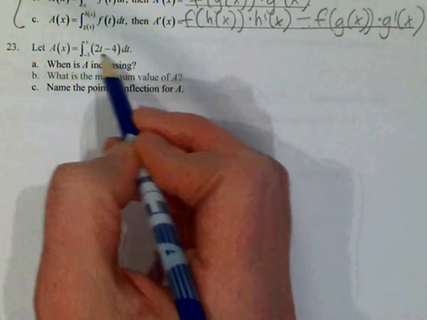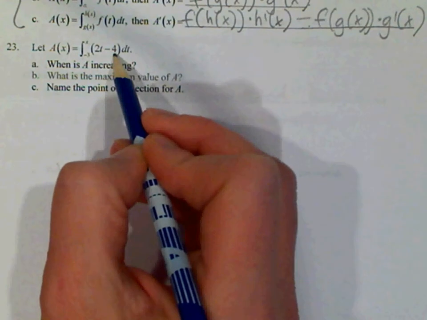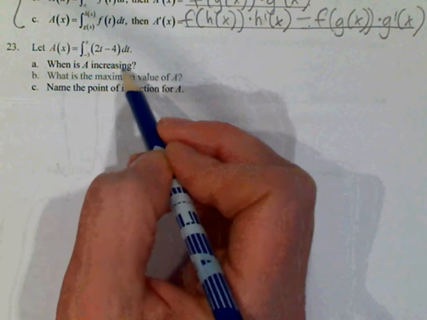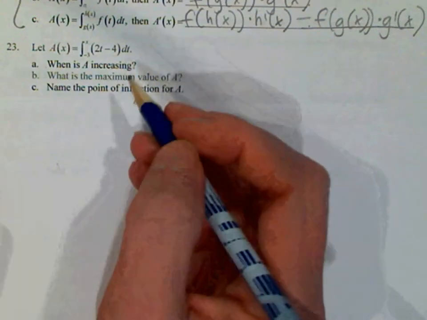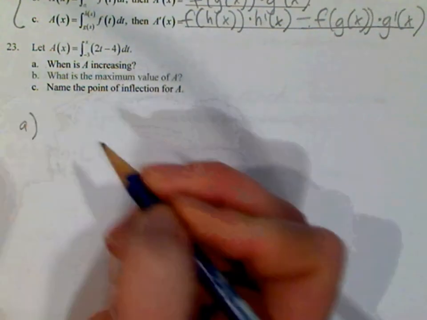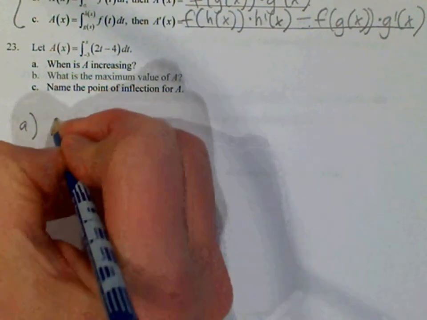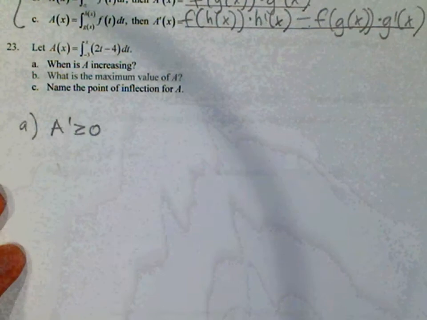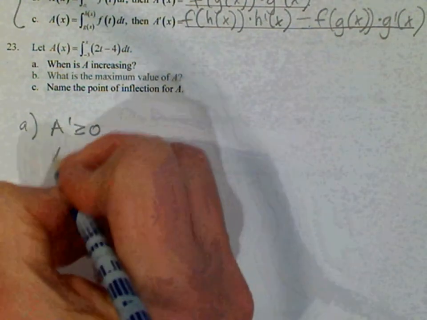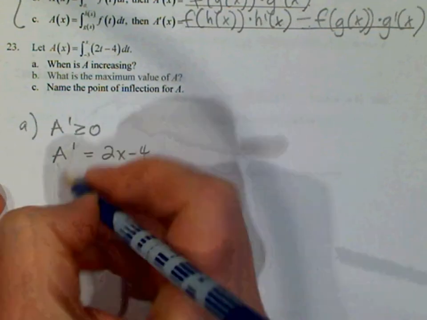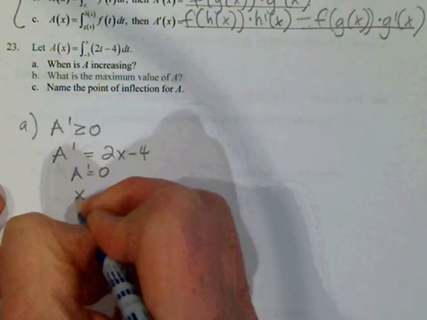So right away you should be thinking, if they ask me for A prime, then I'm going to have to just say that's 2x minus 4. Well, look what they're asking now. It's when is A increasing? Well, isn't that in essence asking me to find A prime, because A is increasing when A prime is greater than or equal to 0. So I'm just going to state A prime is equal to 2x minus 4, and A prime equals 0 at x equals 2.